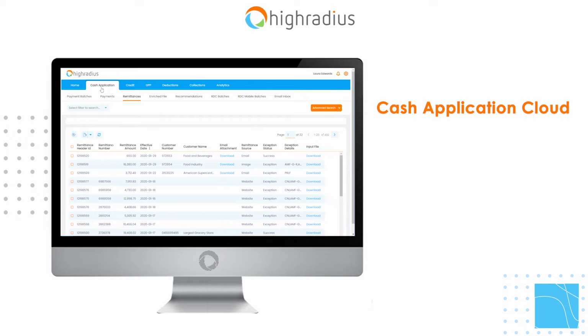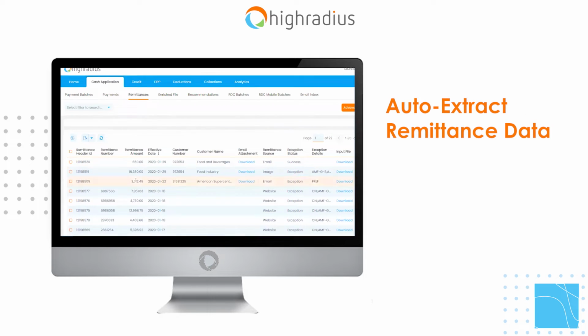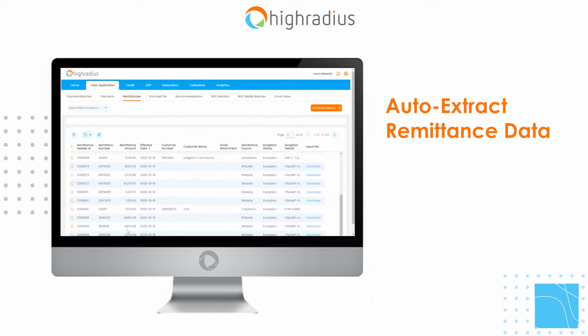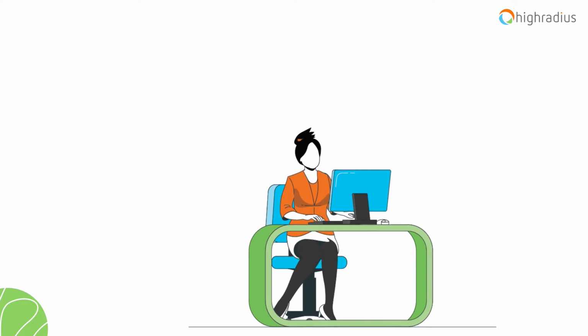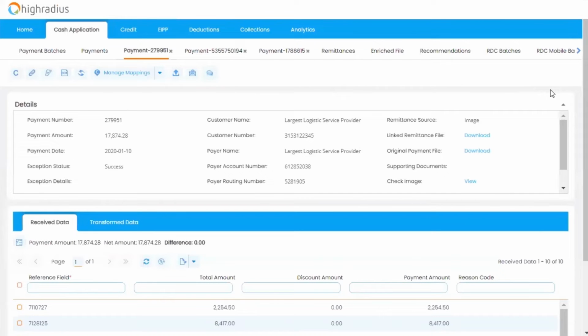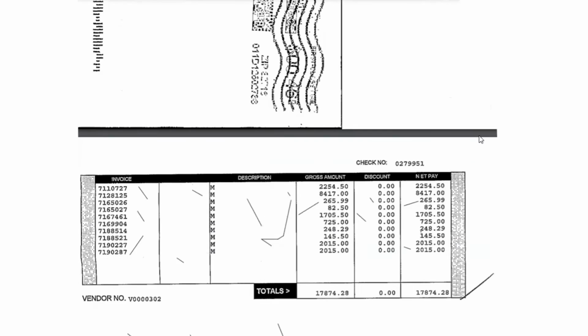HighRadius Cash Application Cloud helps your analysts auto-extract remittance data across checks, emails, EDIs, and customer portals. Remittances can be aggregated across all standard file formats and in multiple languages. Cash Application Cloud leverages AI-based, multi-engine OCRs to accurately capture check images. This way, your cash application teams can eliminate 100% lockbox data capture fees.